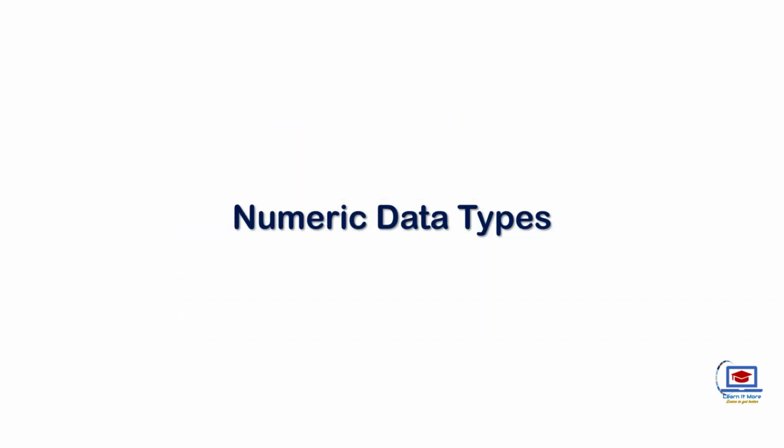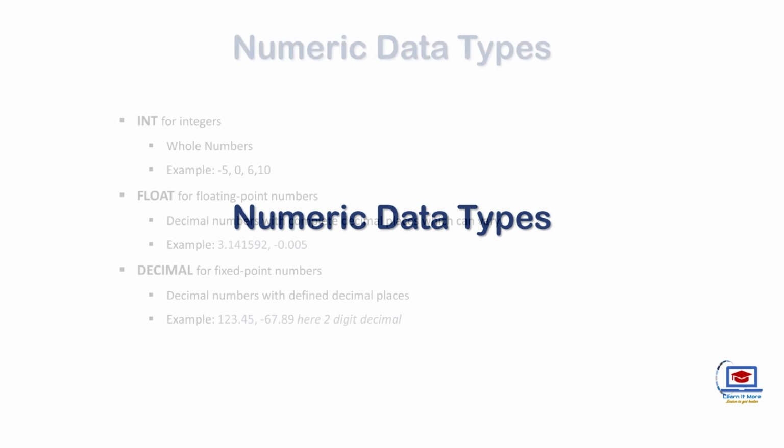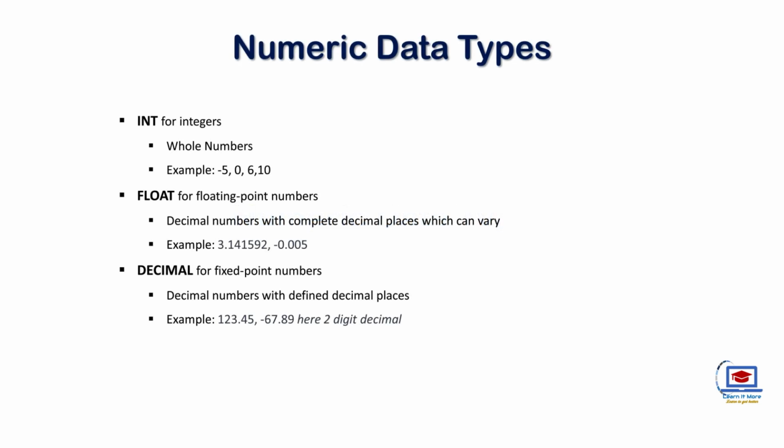Numeric data types are essential for dealing with numbers of different kinds, whether they are whole numbers or decimals. Int for integers, float for floating point numbers, and decimal for fixed point numbers. These are some common numeric data types. They are crucial for tasks like calculations and comparisons.